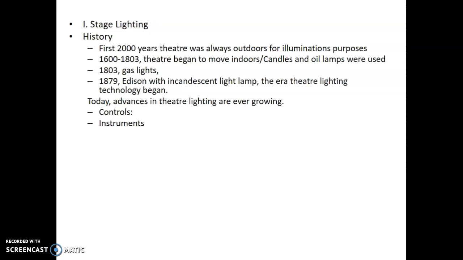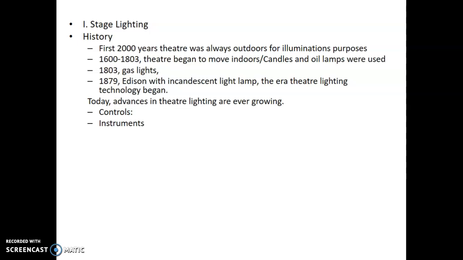Another big point in lighting history is the invention of the incandescent light bulb. We were able to control electricity, and by doing so, the same way we did with gas, we were able to do with electricity with the light bulb in 1879 from Thomas Edison. And so that's a very important thing to note.